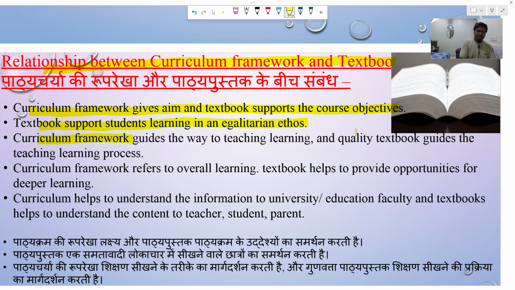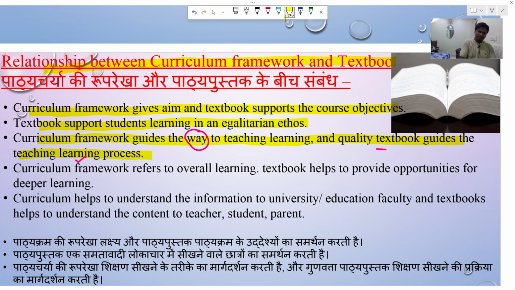Curriculum framework guides the way to teaching, learning and quality, and the quality textbook guides the teaching learning process. Basically curriculum framework says how to teach and what should be the guidance for the teaching and learning process, while the textbook guides the entire teaching learning process. So basically it refers to the ways. ये बताते हैं कि किस तरह से पढ़ाना है और टेक्स्ट बुक के अंदर क्या पढ़ाना है, ठीक है। तो करिकुलम फ्रेमवर्क ये बताता है कि टीचिंग लर्निंग प्रोसेस किस तरह से होना चाहिए और क्वालिटी टेक्स्ट बुक guides the teaching learning process.